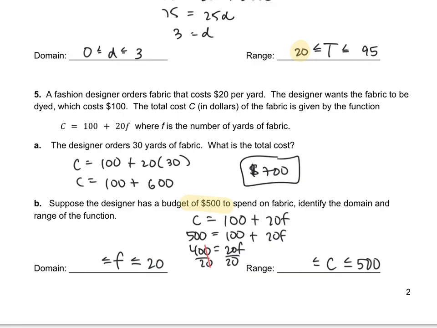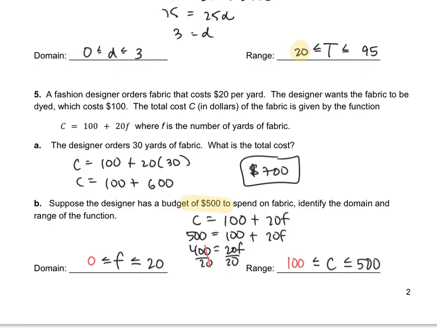Now normally we would think the lowest amount that we could spend is $0, and the lowest amount of fabric we could buy is 0. So what I would look at here is what happens in this function if f were 0. So if f were 0, what would happen is I would have 20 times f, 20 times 0, which is 0, plus 100. And so in this function, if you put in the number 0, you actually get out the number 100. But remember that 100 represents the cost of dyeing the fabric. So that doesn't really make sense. You wouldn't dye the fabric if you were going to buy 0 yards of fabric.